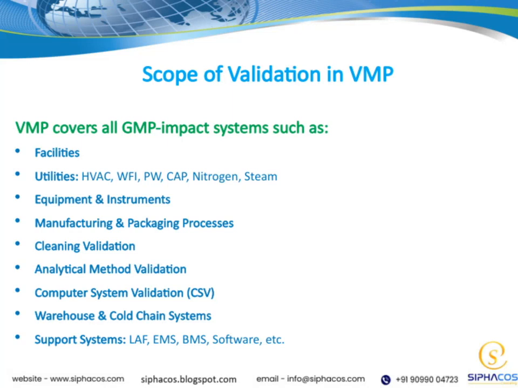Let's take a closer look at what the VMP covers when it comes to GMP impact systems. Essentially, it encompasses all the critical systems that ensure compliance and quality in manufacturing. This includes facilities, which are the physical spaces where production occurs. Utilities are also a key focus. They include HVAC systems, water for injection or WFI, purified water or PW, nitrogen, steam, and other essential utilities that support manufacturing processes. Then we have equipment and instruments, which need validation to guarantee their performance and reliability.